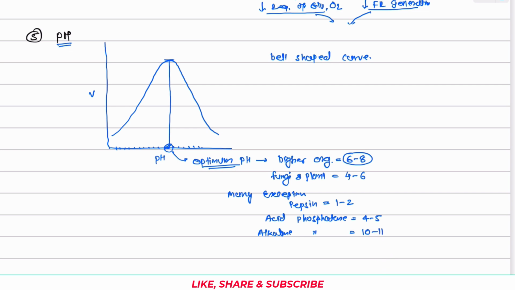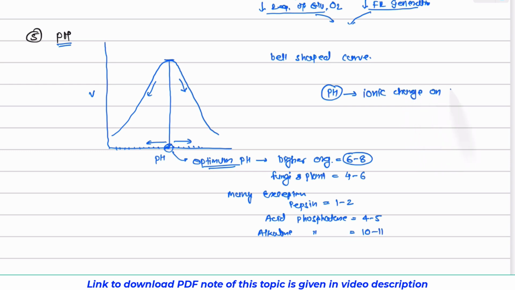Right. Now the question arises that if we go beyond this optimum pH, either decrease or increase, then why is there a decrease in the velocity of the enzyme catalyzed reaction? The reason is that pH is the main factor which can decide ionic charge on the enzyme, as well as on the substrate, and as well as on the enzyme substrate complex. Right. So if that charge changes on the enzyme, substrate and enzyme substrate complex, then there is a chance that the optimum condition is not met and the reaction might be affected. And because of that reason, velocity is decreased.